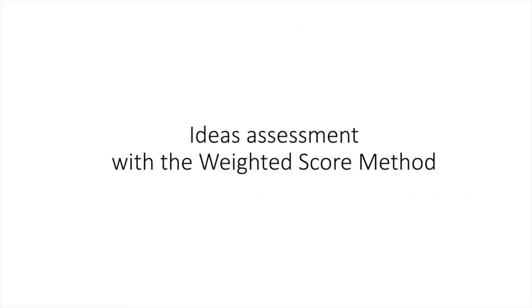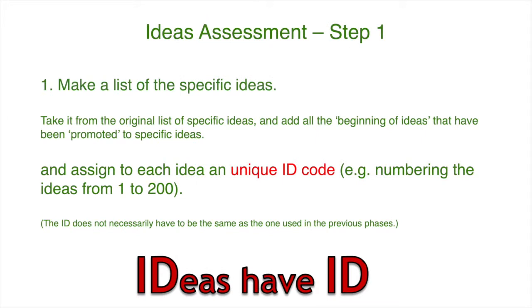And we have another method, the weighted score method. Very simple, very useful as well. A little bit more complete than the previous one. Let's see how it works. We have several steps. In the first step, we make a list of the specific ideas, and we assign to each idea a unique ID code. Basically, we use a numbering of all our ideas from 1 and then to as many as we have.